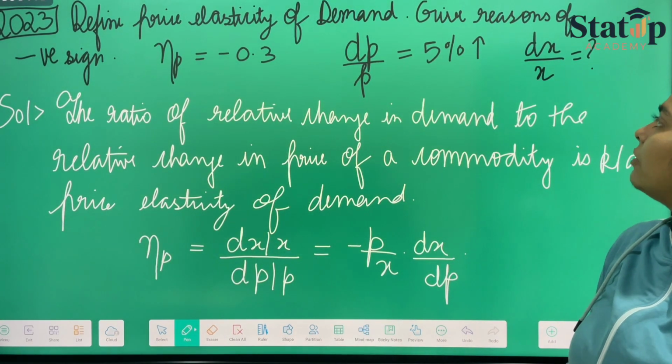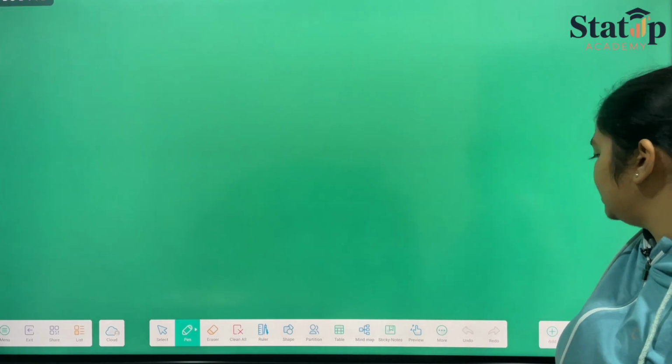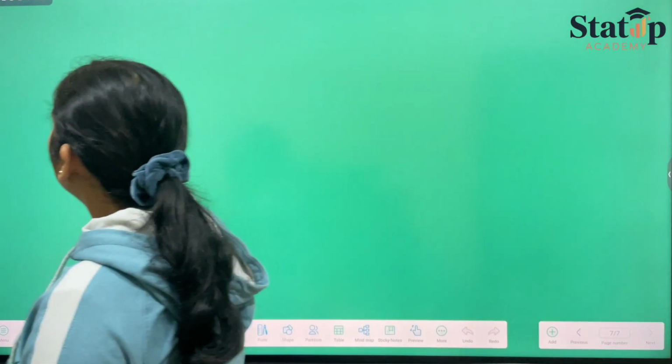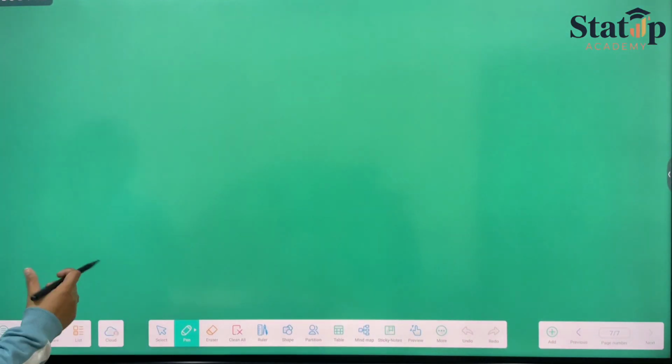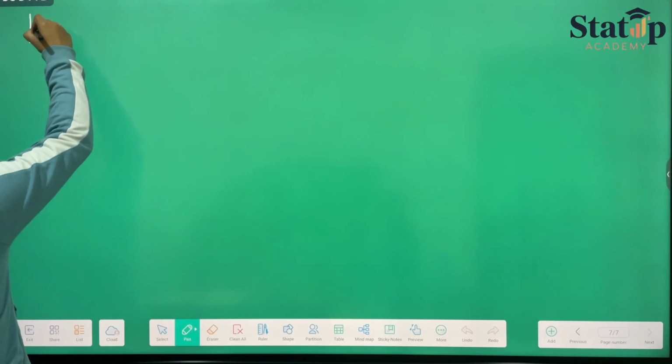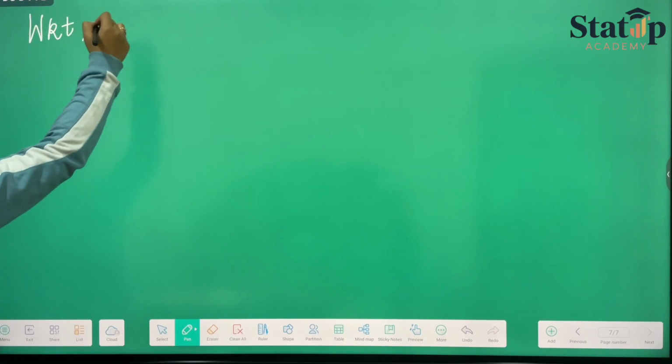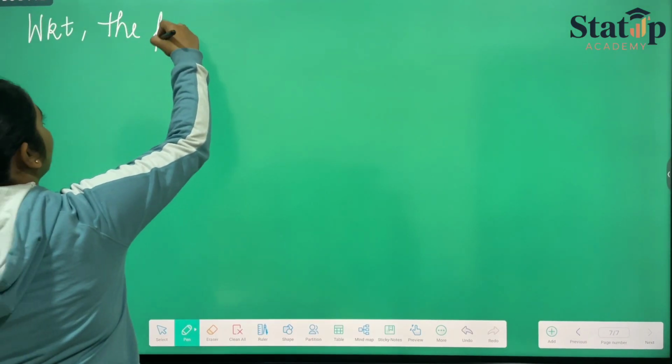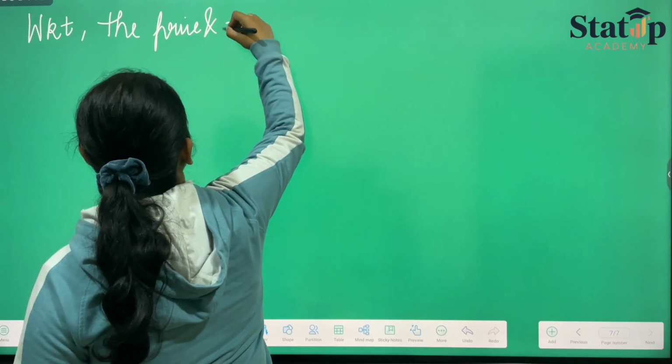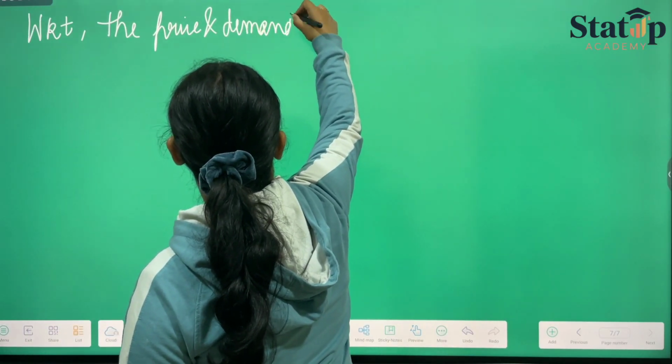Okay, now we have to give the reason for the negative sign, why do we put the negative sign, because we know that the price and demand move in opposite direction.